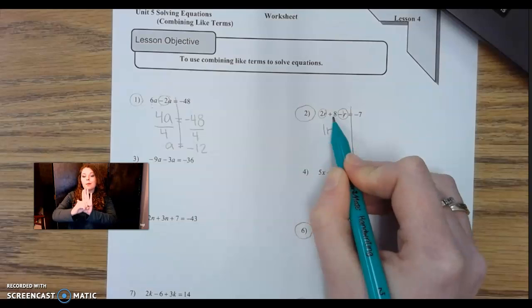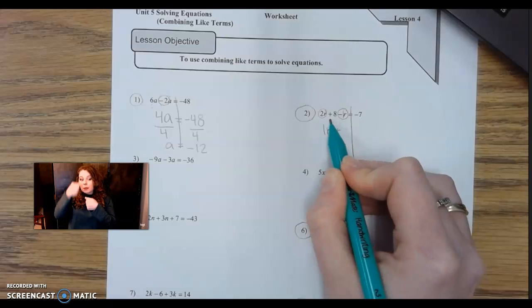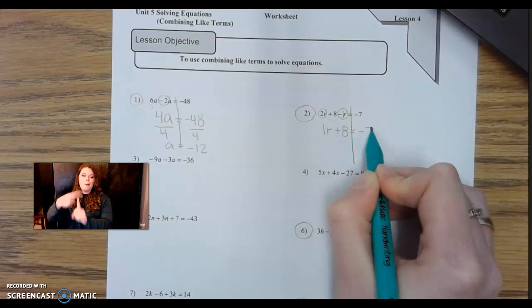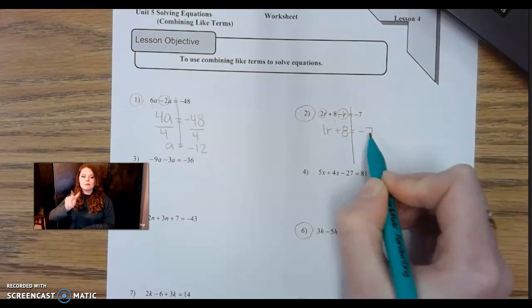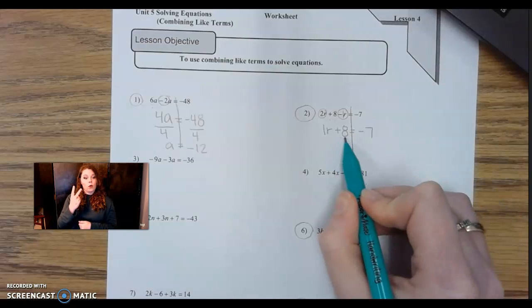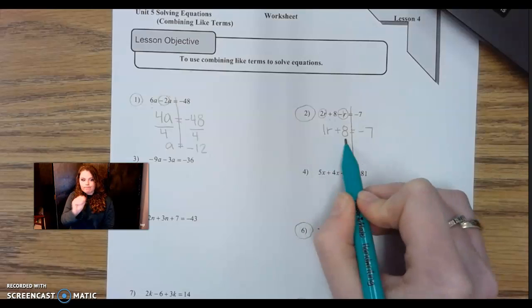There's nothing we can really do with the 8 right now, so we can just go ahead and bring it down. Keep in mind to take whatever sign is in front of it. So plus 8 and equals negative 7. When we solve a two-step equation, we always move the one that's not attached to the variable first. So we cannot move the 1r, but we'll move the 8 instead.